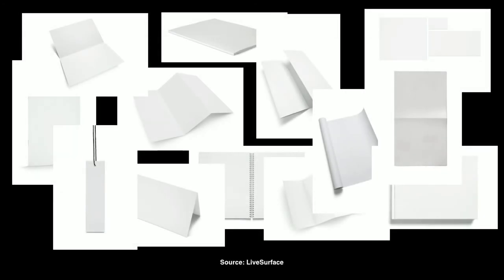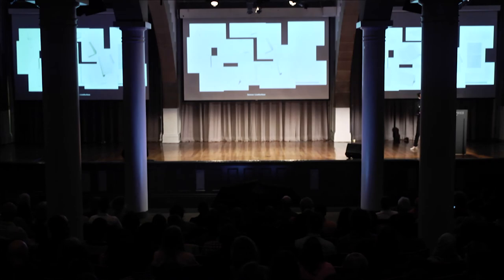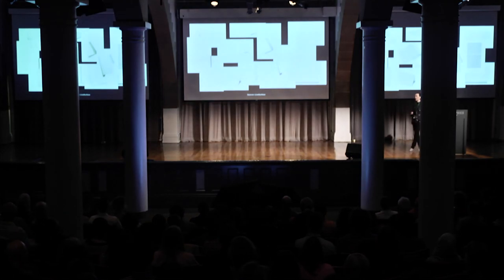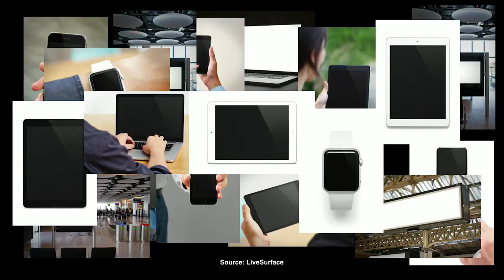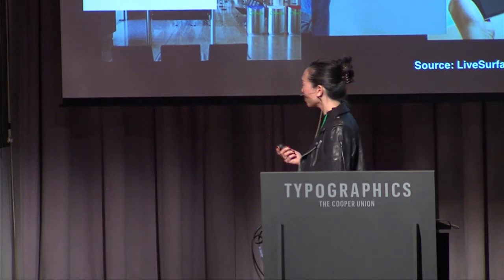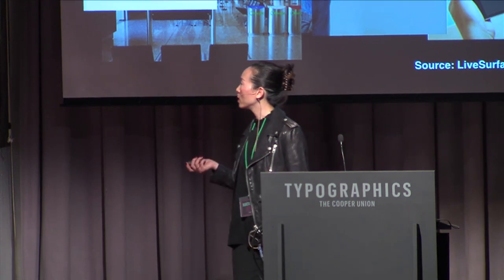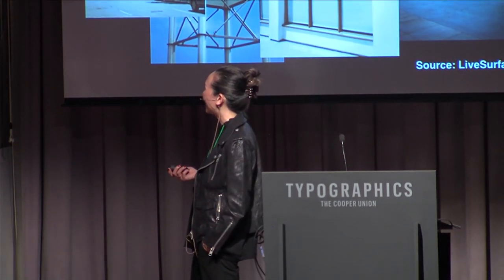I feel like we're living in a pretty extreme age of rectangles. Everything that we design comes with some sort of canvas, and these canvases by nature exist in a kind of rectangular form. Here you see that we design books, or paper-based materials, to screen-based applications and different interfaces. You may have noticed that these all come from Live Surface, a platform that provides designers images onto which you can test your design.